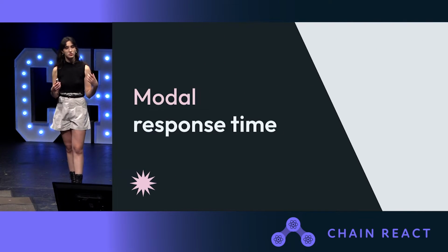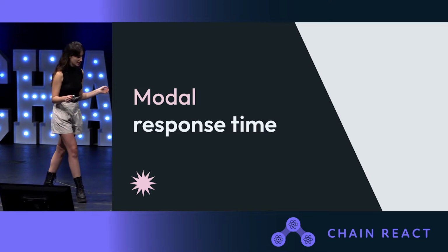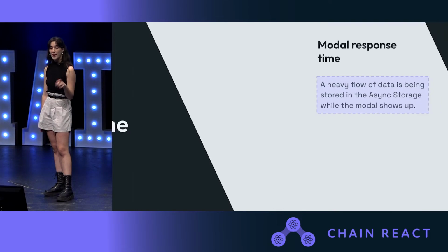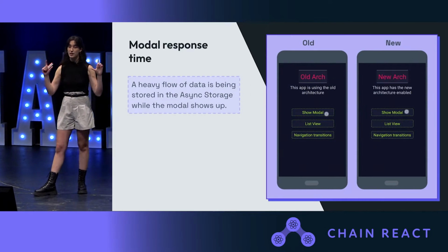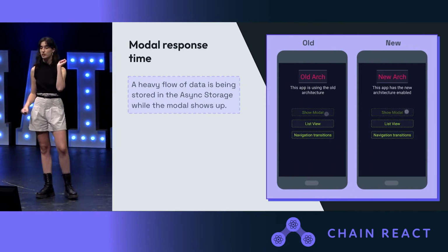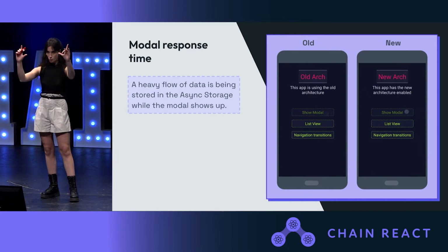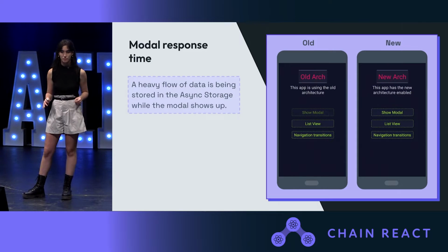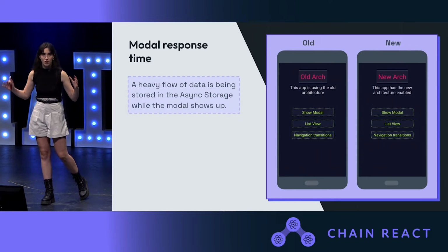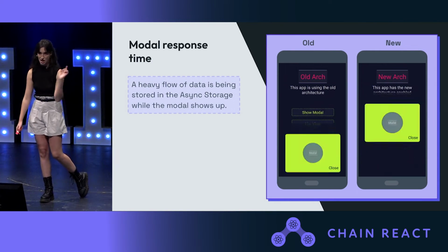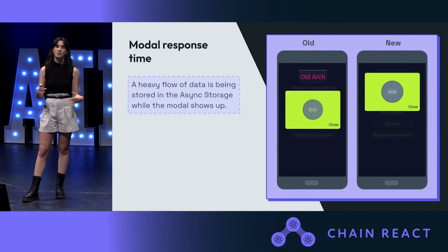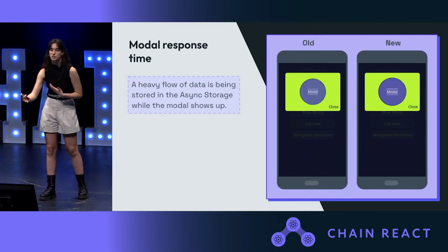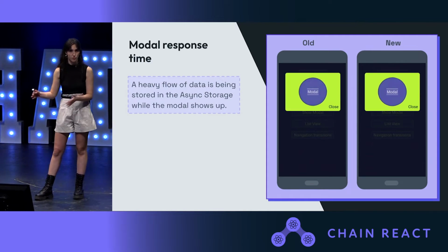The next thing that I wanted to test was the thing that I said about the bottlenecks, right? So what I did was I created a button that when you press it, it triggers a modal. But at the same time, there's a heavy flow of data, like a really big object being stored in the async storage. And what I tried to do was to clog the bridge to see if it would hurt the performance of the modal.